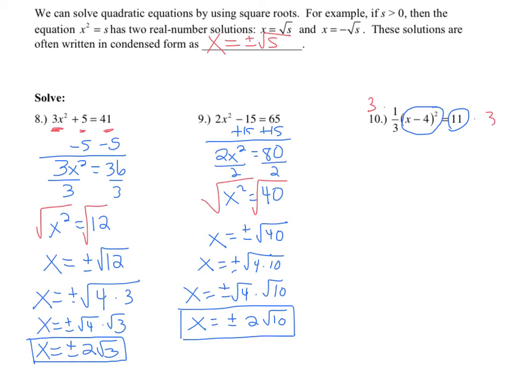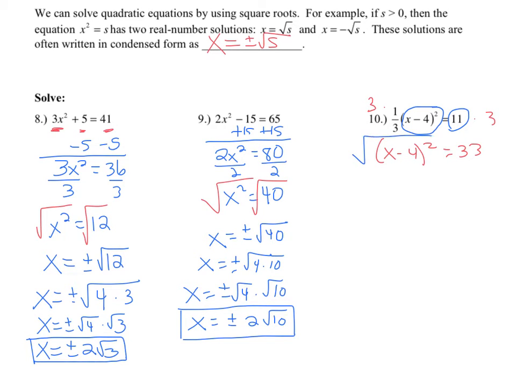I don't want to multiply out the binomial. I don't want to take x minus 4 times x minus 4. Then I'm just expanding things and causing myself to do a lot more algebra than I need to. I also cannot distribute the 1/3 inside because the exponent has to come first. My goal is to undo all of this and work toward the x. So I have to start by multiplying both sides by 3. So we have x minus 4 squared equals 33.